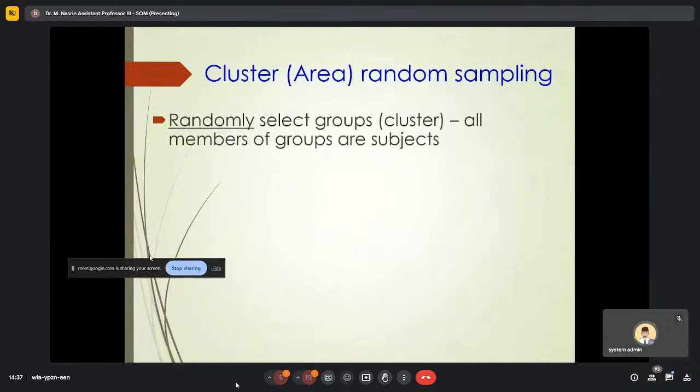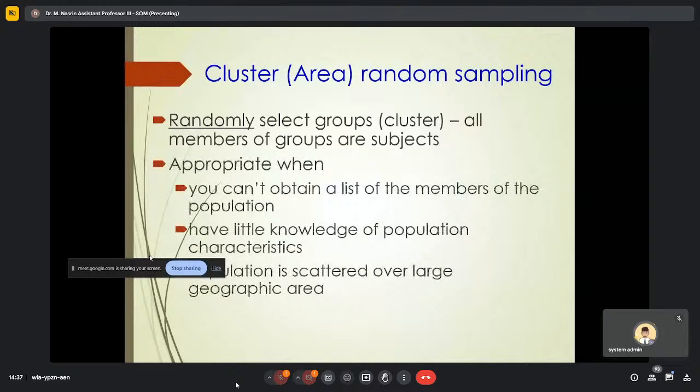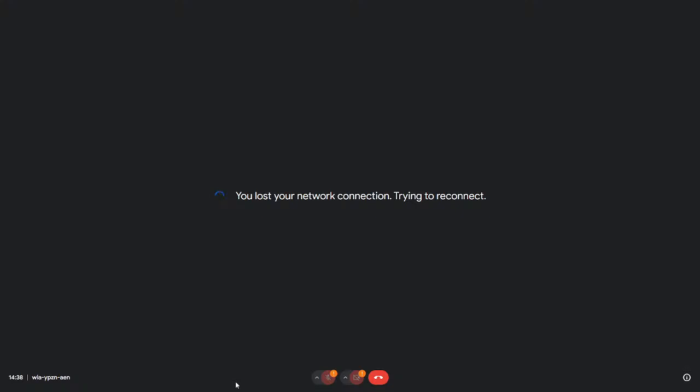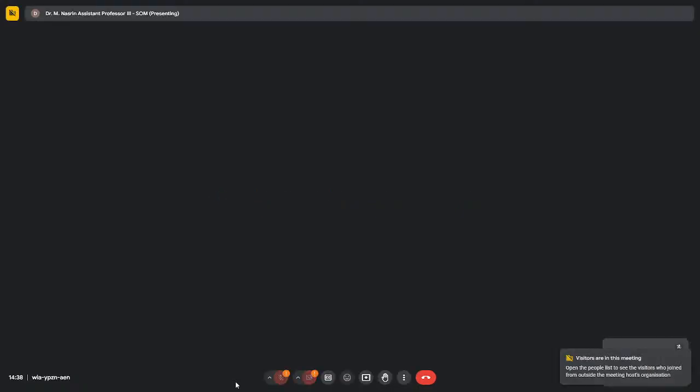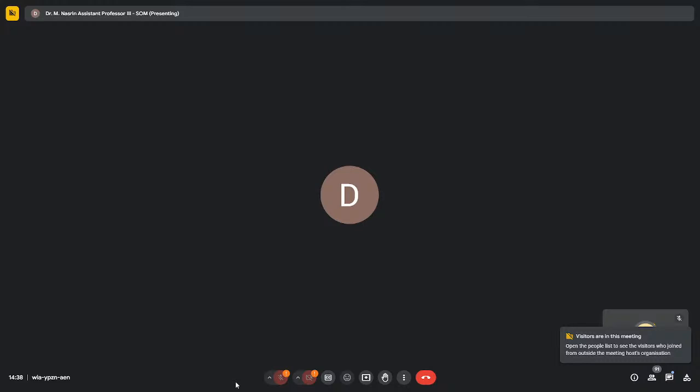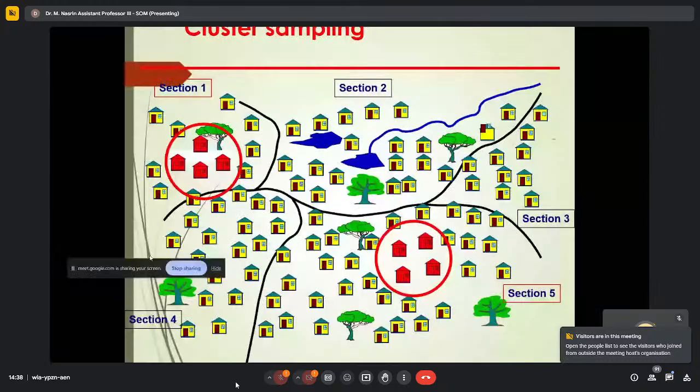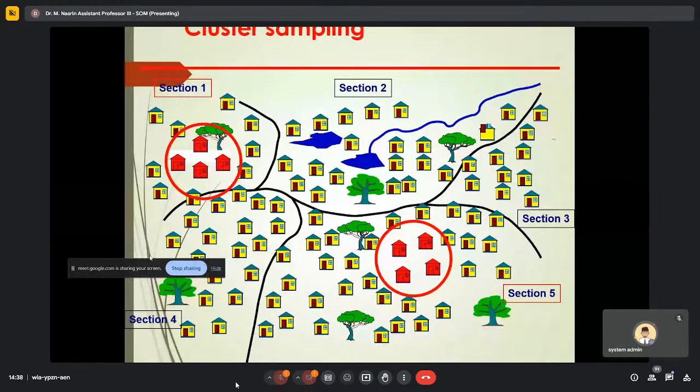Again, I am going to cluster, select a group. Then this group has some subjects' information. It is appropriate when you can't obtain a list of the members of the population, when you can't have the list, and have little knowledge. As I told you, I am dividing it into north, south, east, west, and central parts. Among that, I am going to focus on central and south Chennai. So this is how I choose the cluster sampling technique, and I will study it in my research work.